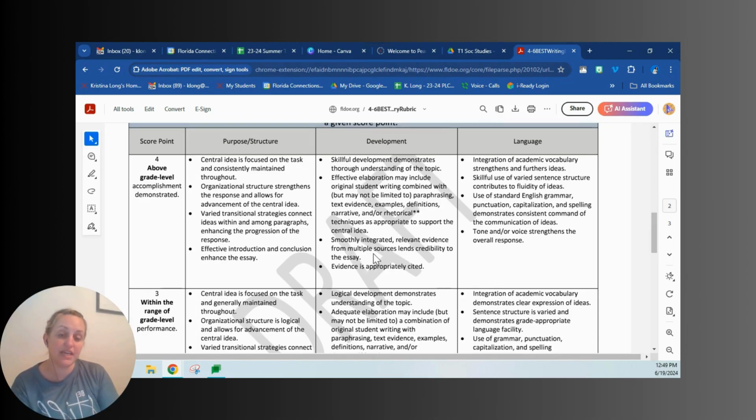You need to use text evidence to support your idea. If you say that the space industry helps to affect the economy, or the money that Florida is making, you can't just say that without giving evidence. You have to prove it.